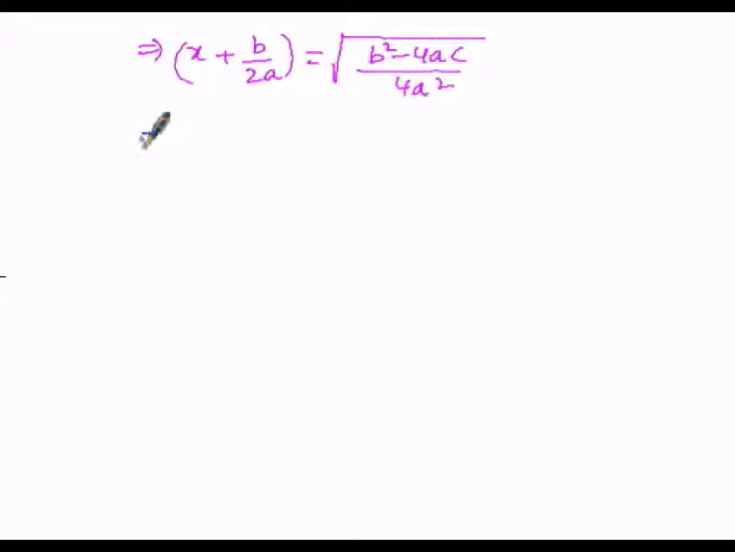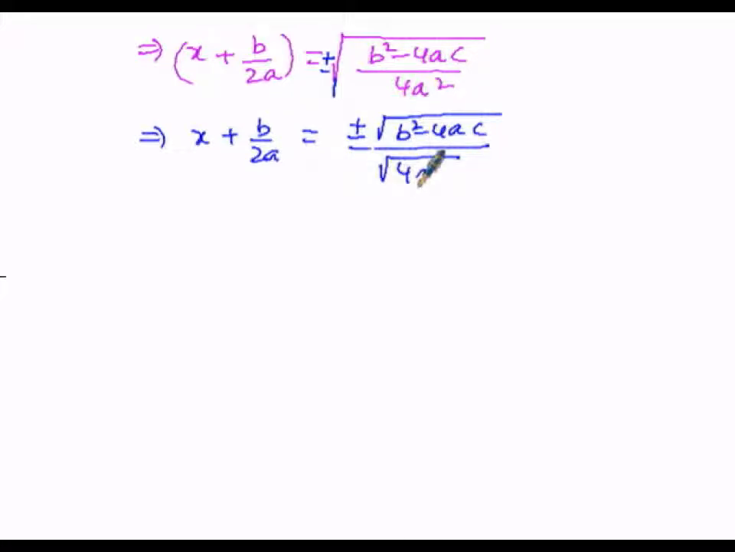So, that implies, when we cancel the root, we will get two roots here. One is positive, the other is negative. Then x plus b by 2a is equal to plus or minus, so the root is applicable for both numerator as well as denominator: root of b square minus 4ac overall divided by root of 4a square also.